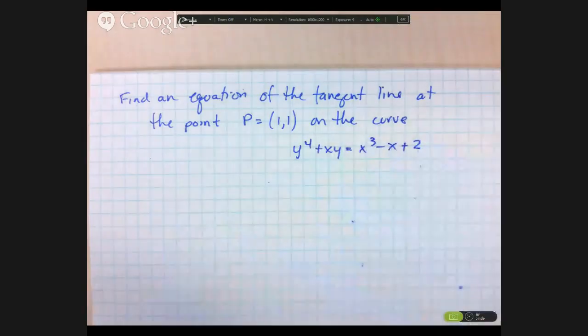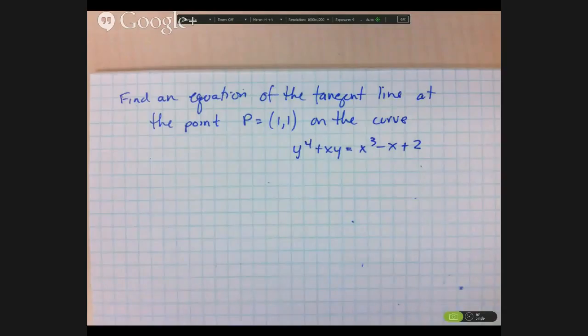You will run into one of these on the AP test. I guarantee it. And it's probably going to be a particle motion problem. Free response. Best to know how to do it. This year we're going to get to slope fields.